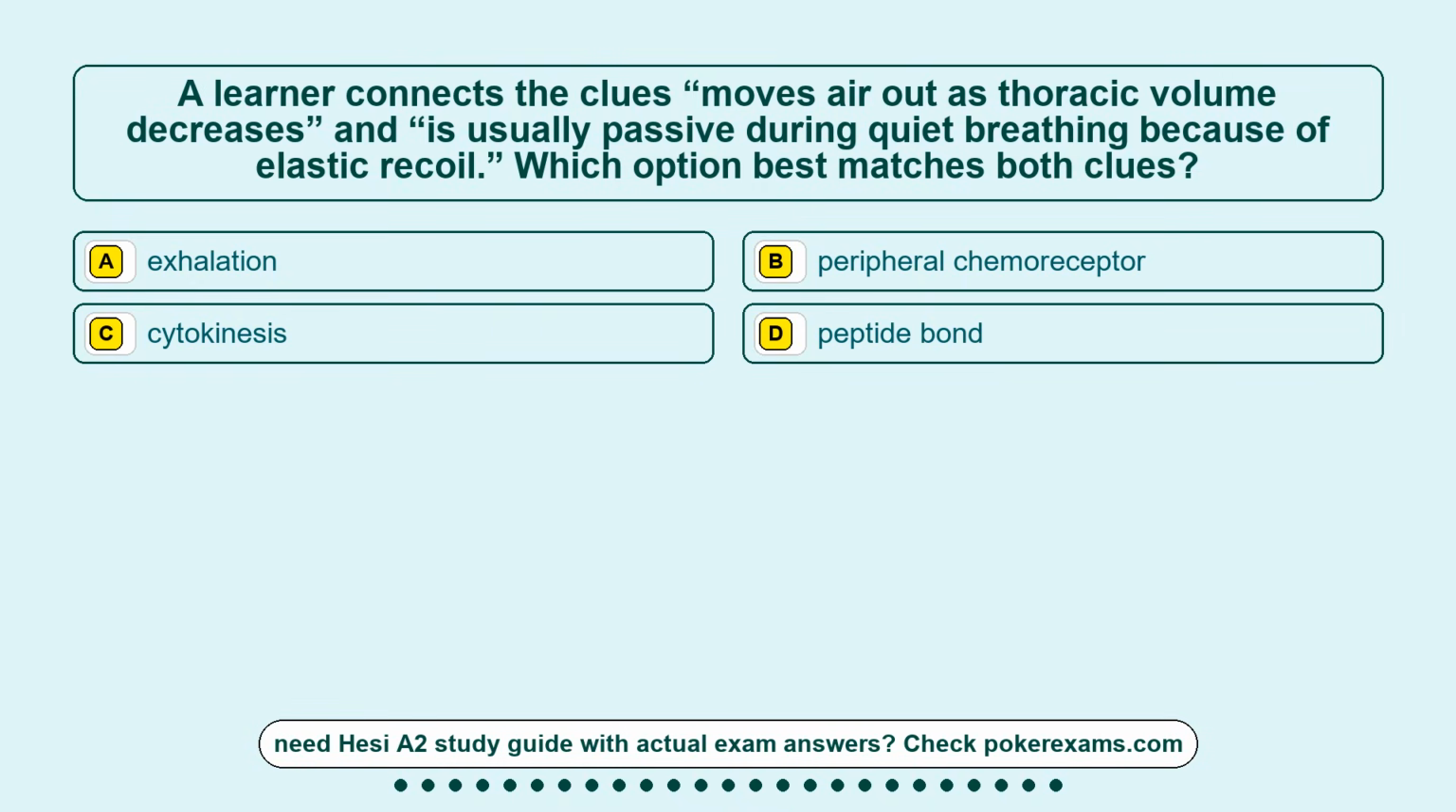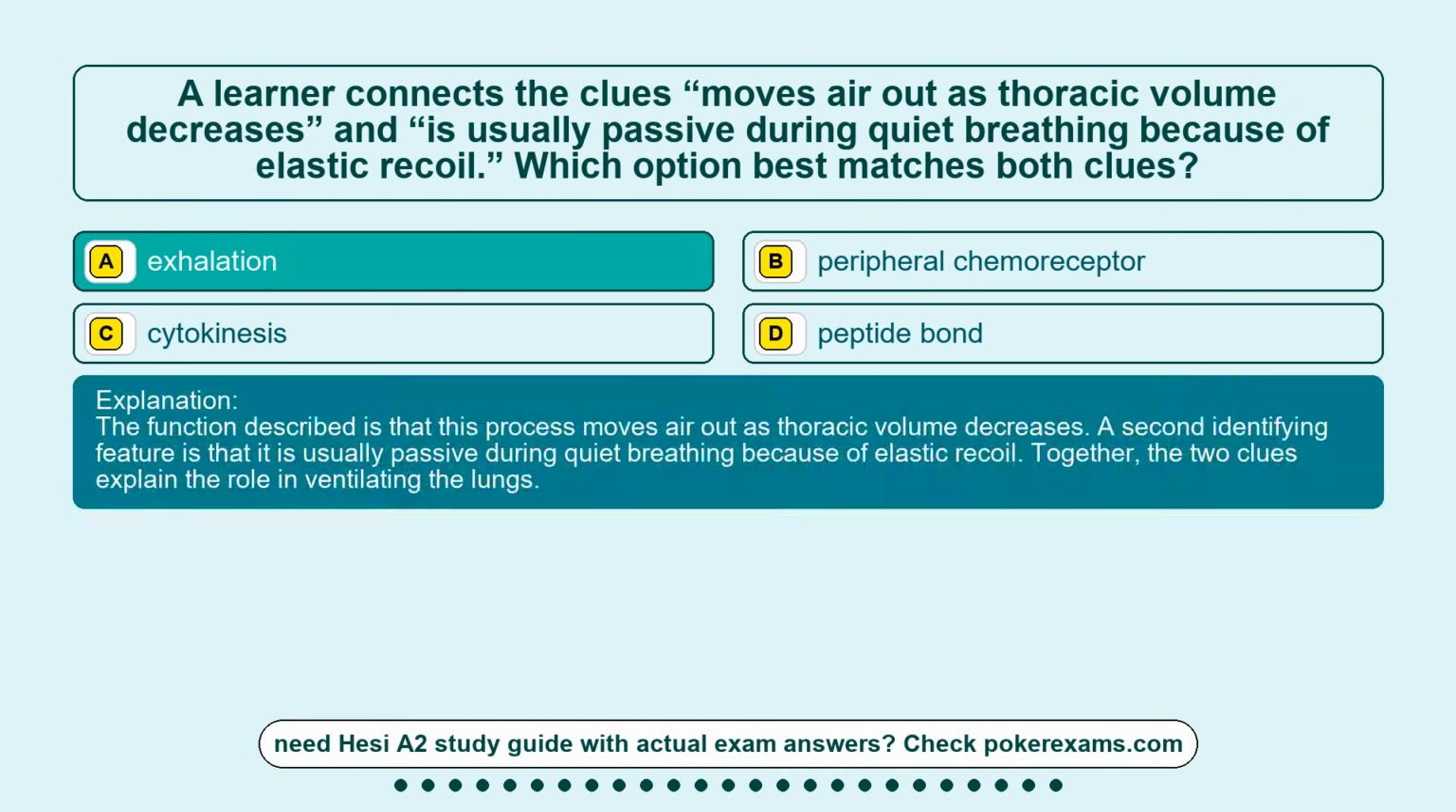Question 19. A learner connects the clues, moves air out as thoracic volume decreases, and is usually passive during quiet breathing because of elastic recoil. Which option best matches both clues? Option A, exhalation. Option B, peripheral chemoreceptor. Option C, cytokinesis. Option D, peptide bond. The correct answer is option A, exhalation.